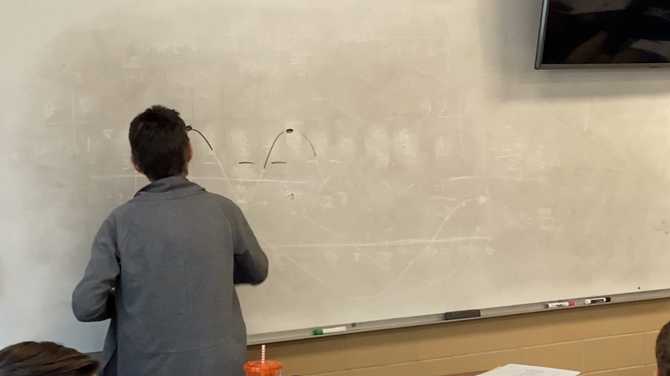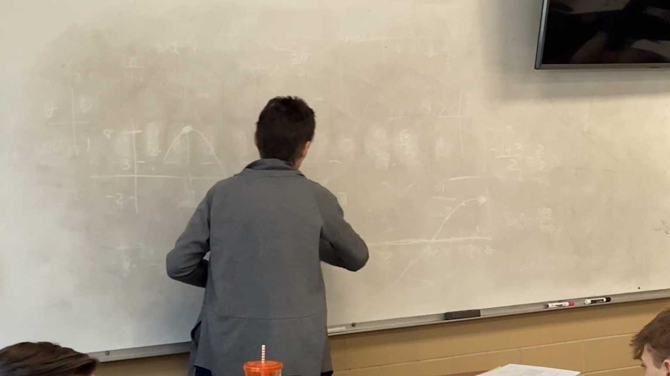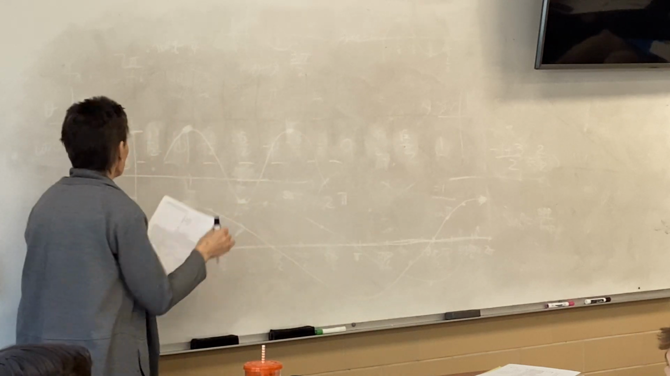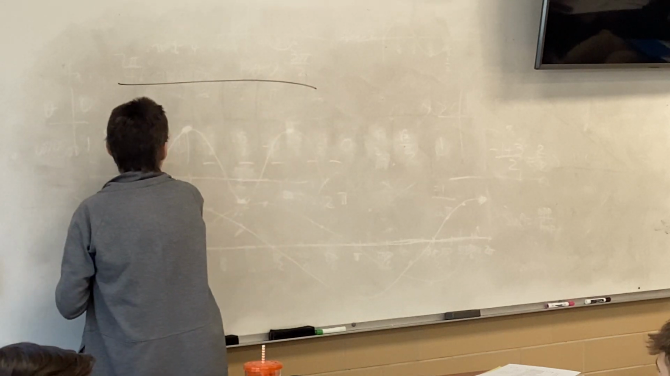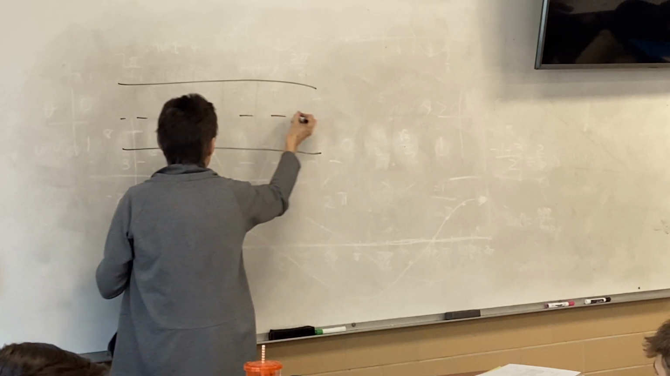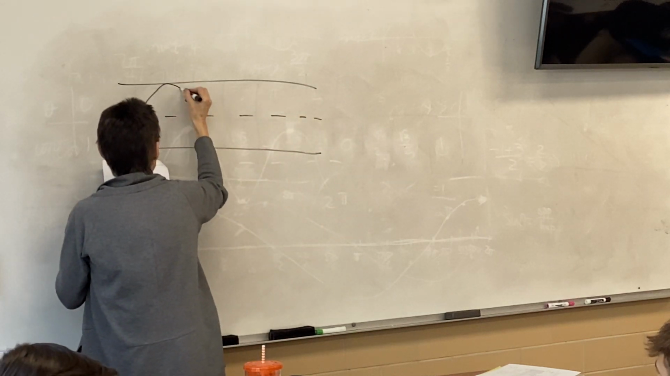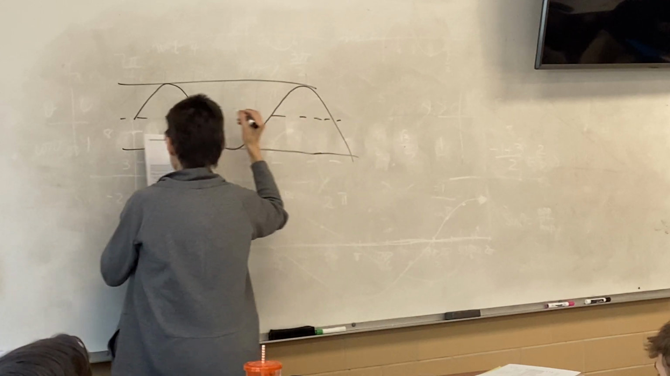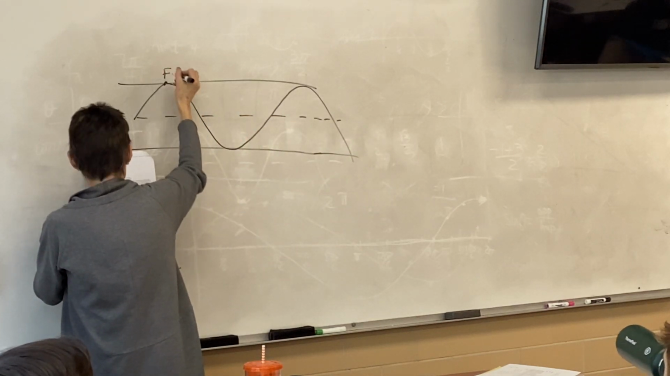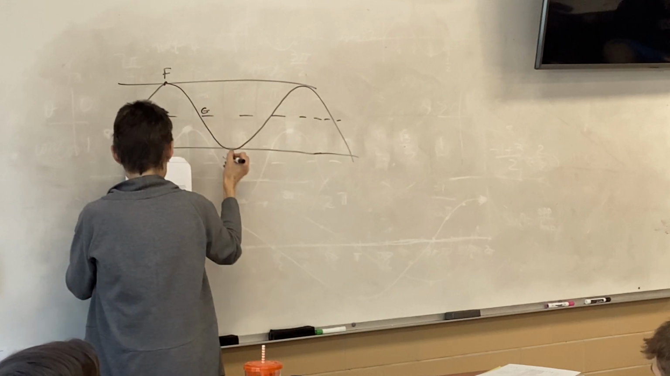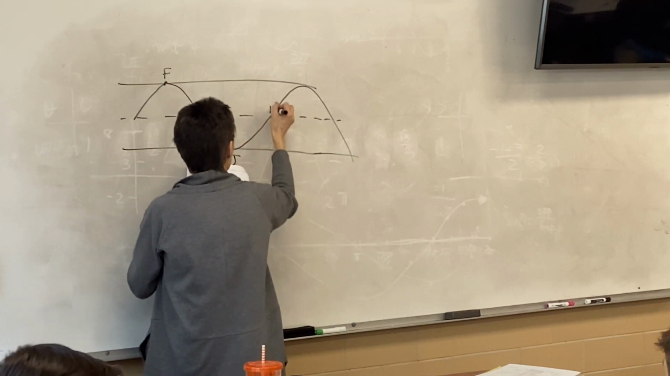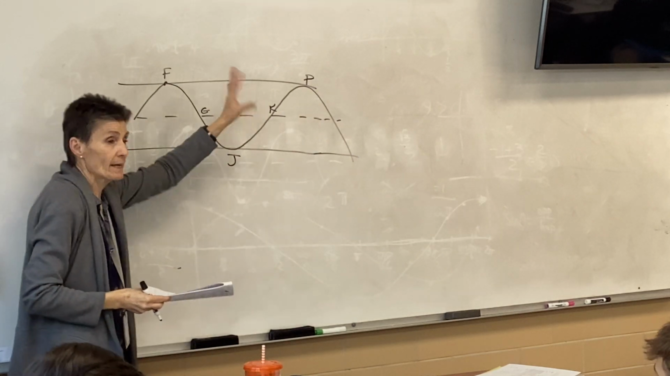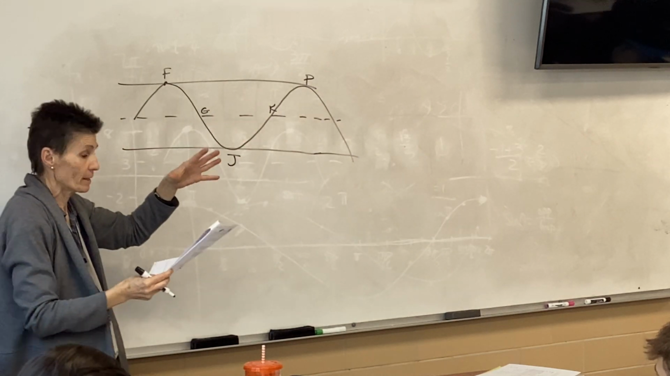All right, you've seen this before. So what have we got? We're going to have some kind of sinusoidal thing going on here, and we have to figure out what these points are. We need points F and G and J and K and P. So before we start labeling that, let's figure out what's going on.